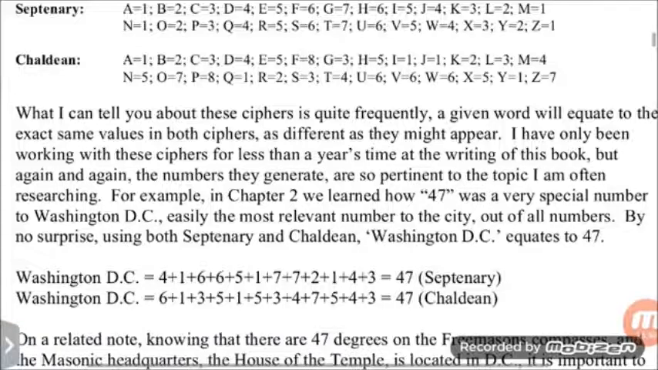Out of all numbers, by no surprise, using both septenary and Chaldean, Washington, D.C. equates to 47. Washington, D.C., 4 plus 6 plus 6 plus 5 plus 1 plus 7 plus 7 plus 2 plus 1 plus 4 plus 3 equals 47. Septenary. Washington, D.C. equals 6 plus 1 plus 3 plus 5 plus 1 plus 5 plus 3 plus 4 plus 7 plus 5 plus 4 plus 3 equals 47.